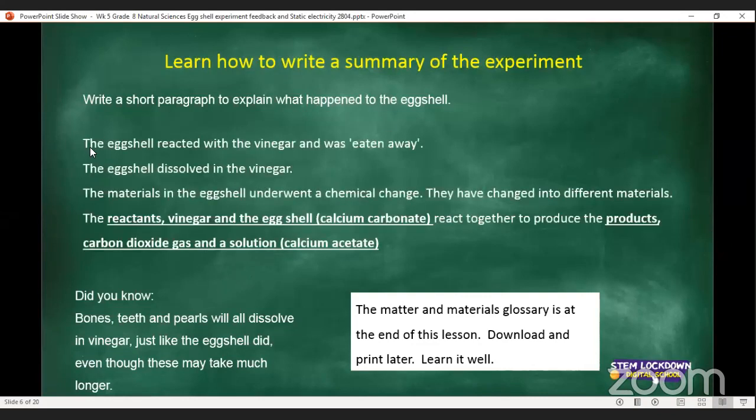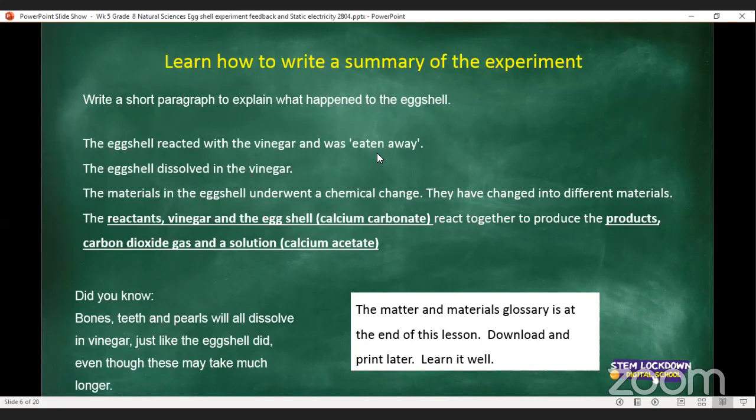So you're going to give important information. You're going to say that the eggshell reacted with vinegar and was eaten away. The first thing you're going to tell them is what reacted with what. So you say the eggshell reacted with vinegar, and then you're going to say it was eaten away.